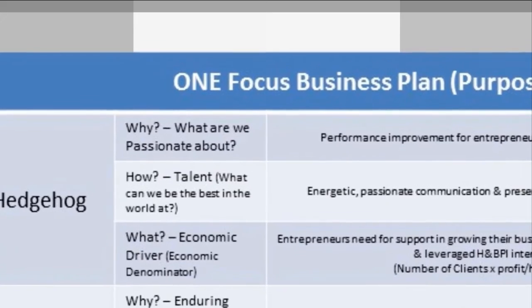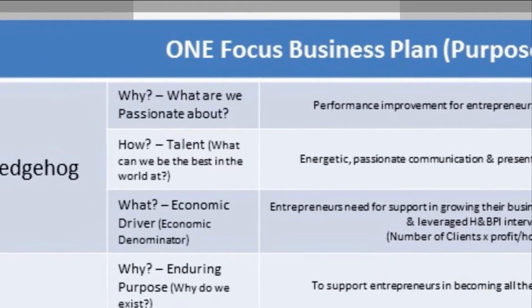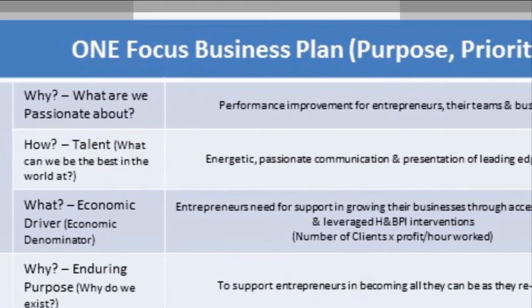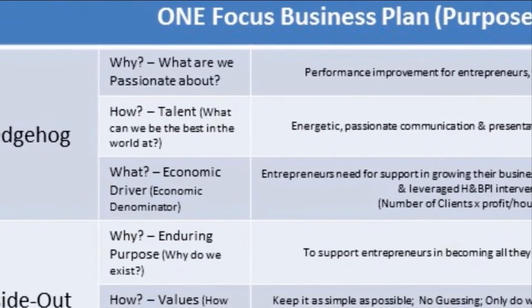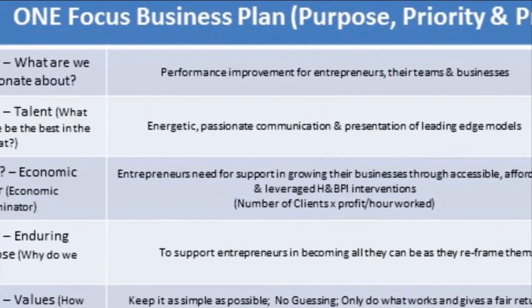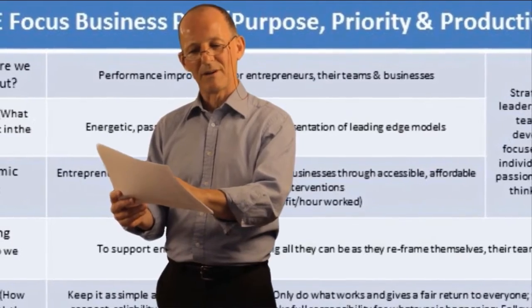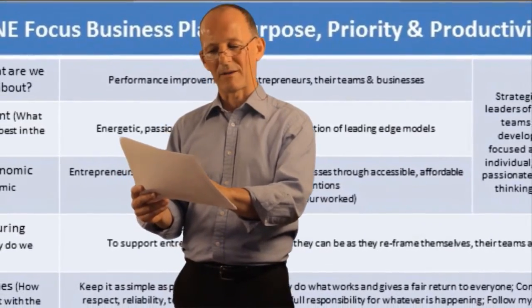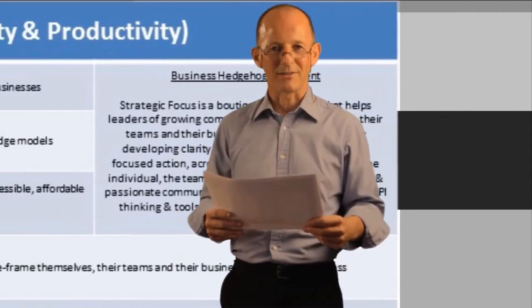So you can see passion: performance improvement for entrepreneurs or teams in business. You see our how: energetic, passionate communication and presenting of leading edge models, and our what: supporting entrepreneurs in growing their businesses, and so on. So you can see it's there. Our passion, our talent, and our economic driver. And then that's articulated, you can see over there, in a hedgehog statement.